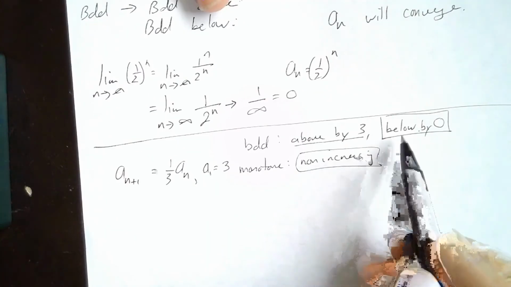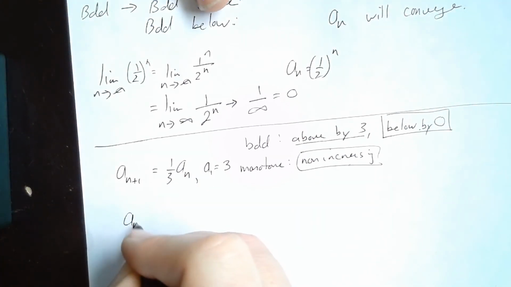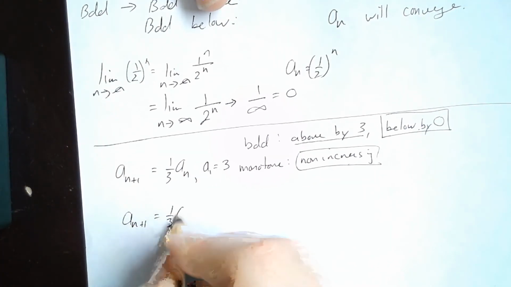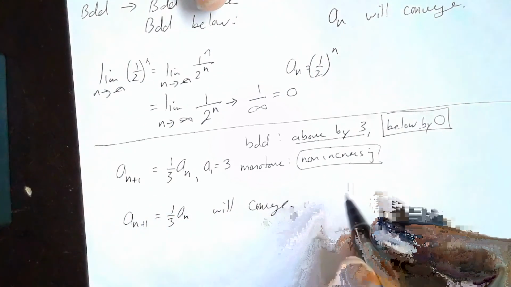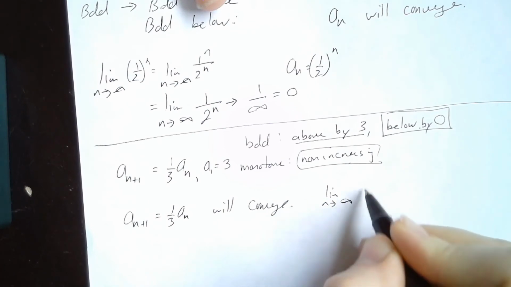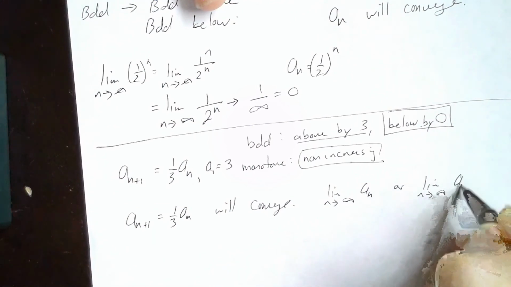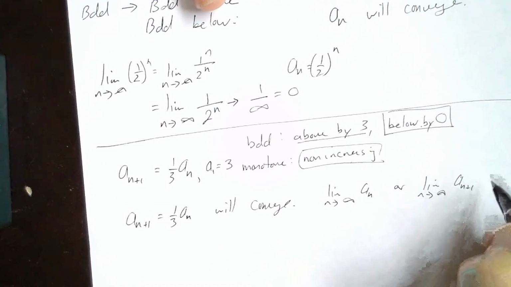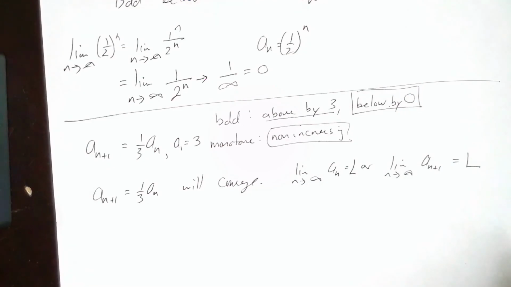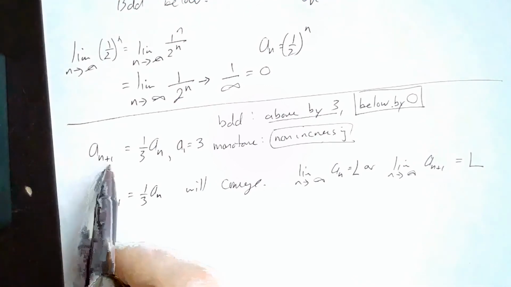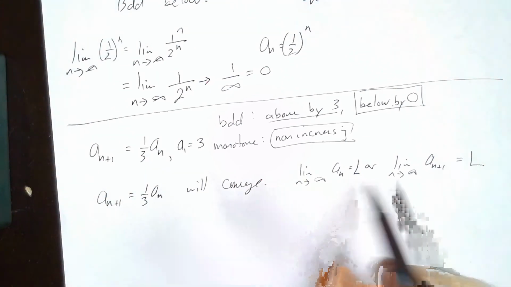In this case, given that it's bounded below by 0 and non-increasing, I know that this sequence, a sub n plus 1 equals 1/3 a sub n, will converge. If I know that it will converge, well then I can say that the limit as n goes to infinity of a sub n, or the limit as n goes to infinity of a sub n plus 1, will both equal some number. We're going to call that number L. The reason we're allowed to do this is because if a sub n plus 1 converges, that means a sub n will converge. Both of those should approach the same number.